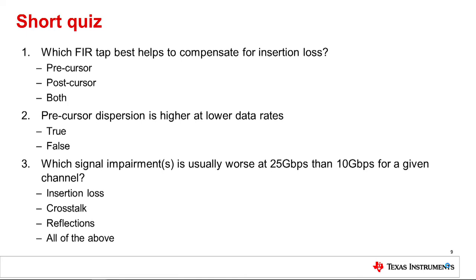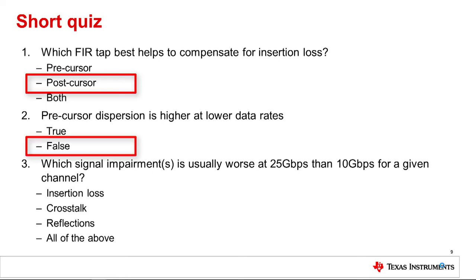Which FIR tap best helps to compensate for insertion loss? Precursor, postcursor, or both? The answer is postcursor. Precursor dispersion is higher at lower data rates. True or false? The answer is false. Precursor dispersion is higher at higher data rates. Which signal impairment is usually worse at 25 gigabits per second than 10 gigabits per second for a given channel? Insertion loss, crosstalk, reflections, or all of the above? The answer is all of the above.